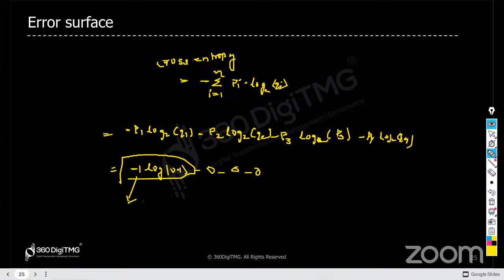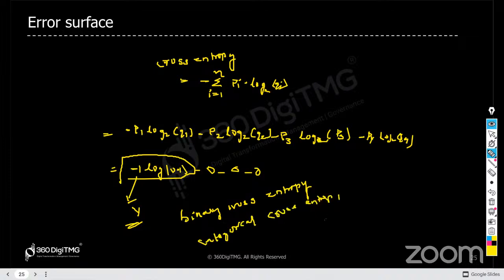This is when your y is categorical. If you have 2 categories, you will call this binary cross entropy. If your output variable has 2 classes, it is binary cross entropy. If you have more than 2 classes, you will call it categorical cross entropy. These are the things you have to remember when working on neural networks. Let's see the next concept, error surface.